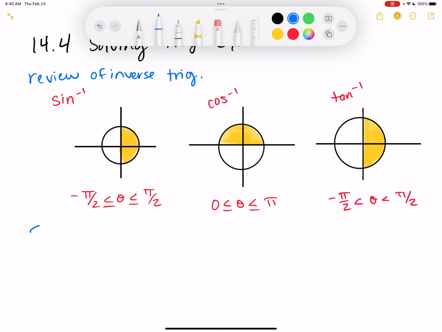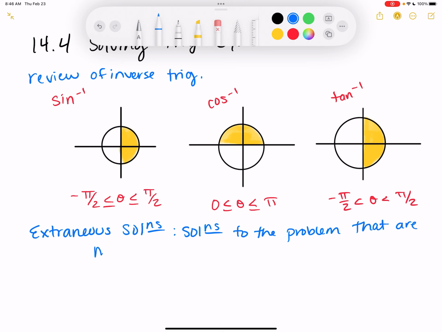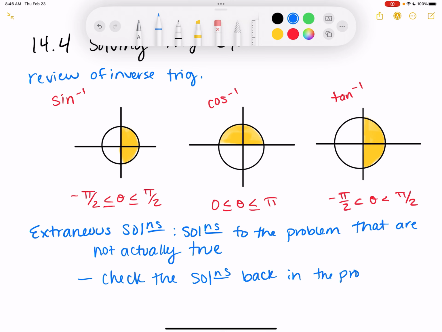Just give me a minute. With the college algebra. All right, extraneous solutions. These are solutions to the problem that are not actually true. Check the solutions back in the problem to verify they work.